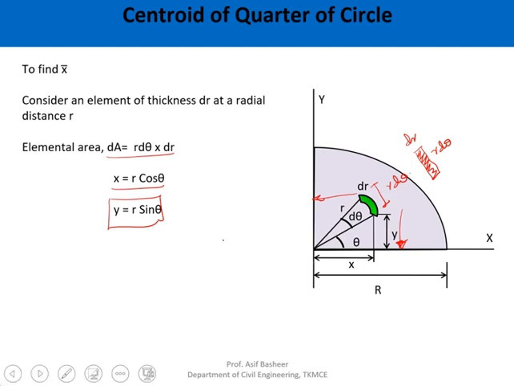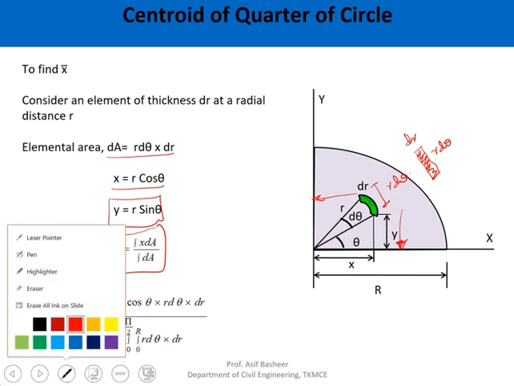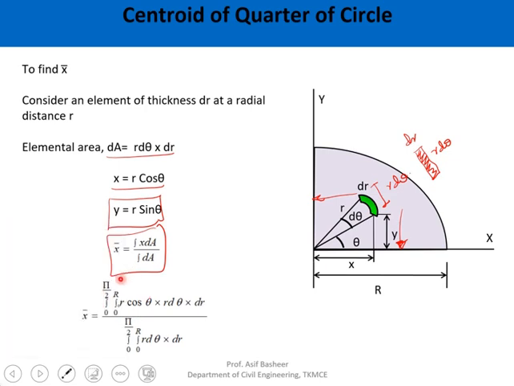Now the basic concept of your centroid: I can write x bar is equal to integral x dA divided by integral dA. Substituting this value for dA, dA is equal to r d theta into dr, and x I can substitute as r cos theta, and dA as r d theta into dr.